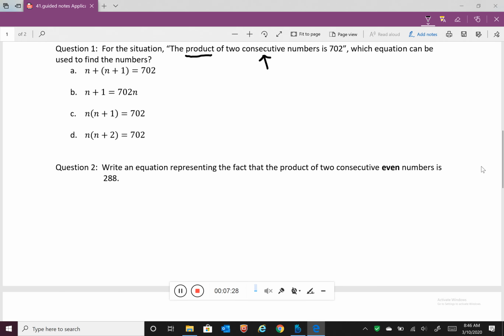For your next question, your job is to write an equation. So this is going to be an open-ended question, not multiple choice. Write an equation representing the fact that the product of 2 consecutive even numbers is 288. Now, even numbers, think about the relationship between 2 even numbers. What is the difference between those 2 numbers?